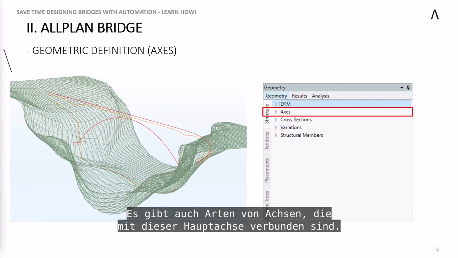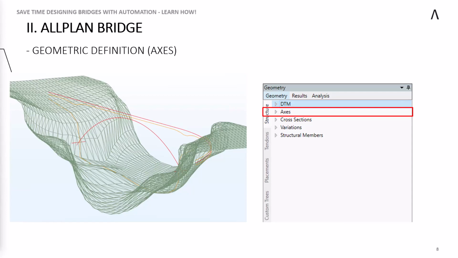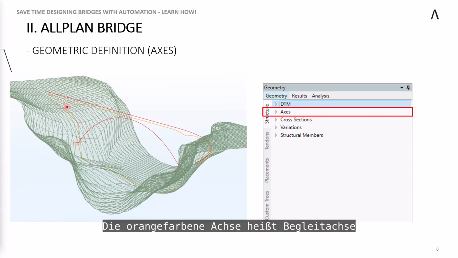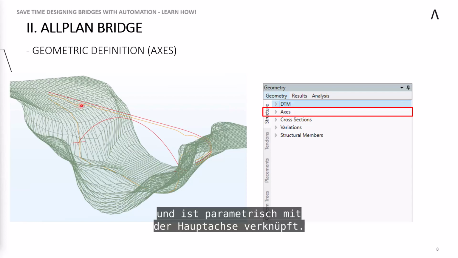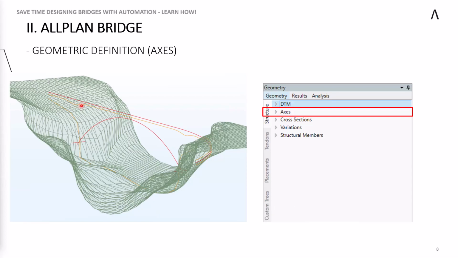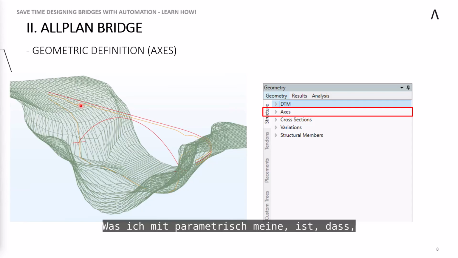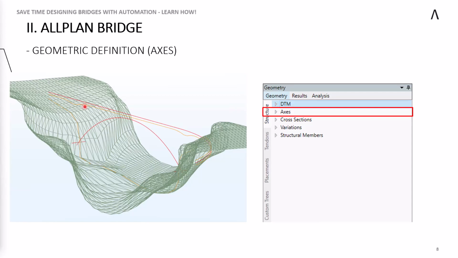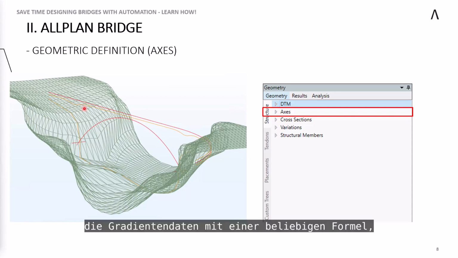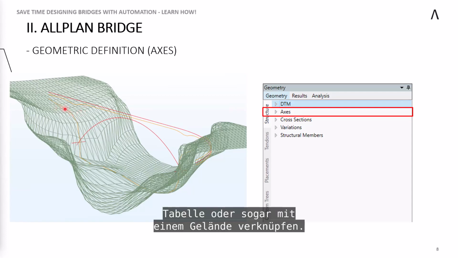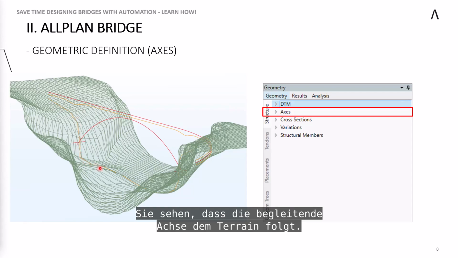There are also types of axes attaching to this main axis. Let me show you. You see the orange one is called accompanying axis, and it's parametrically linked to main axis. What I mean by parametrically is when you change the main axis, the accompanying axis would also automatically change based on the criteria. By criteria, you can link the profile data to any formula, table, or even to terrain. You see, the accompanying axis is following the terrain.